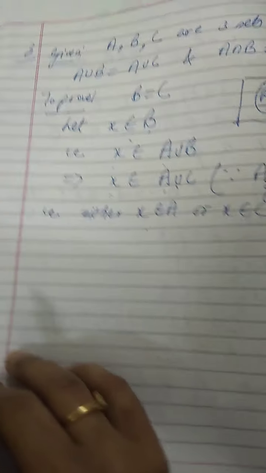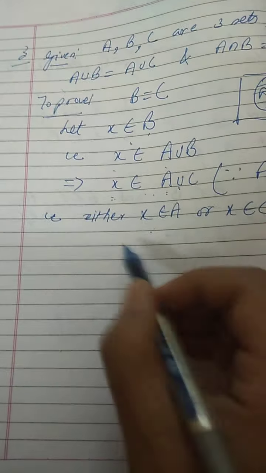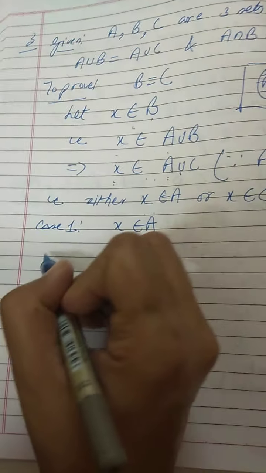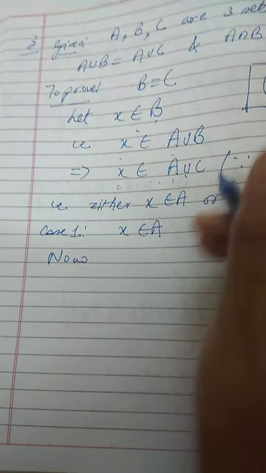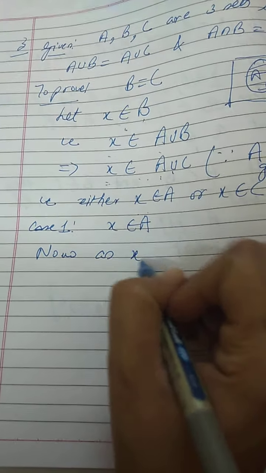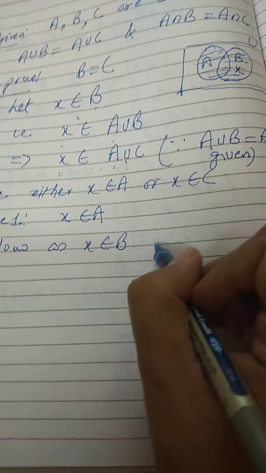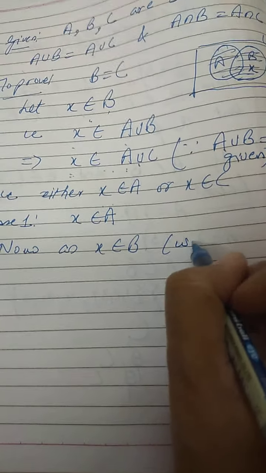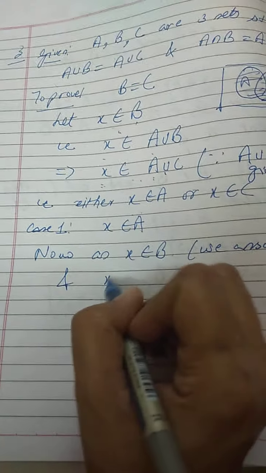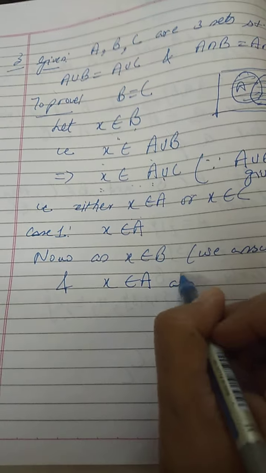So if I take the first case, case 1, that x belongs to A, now what is happening? In the beginning we said x belongs to B, as we assumed, and x belongs to A also.